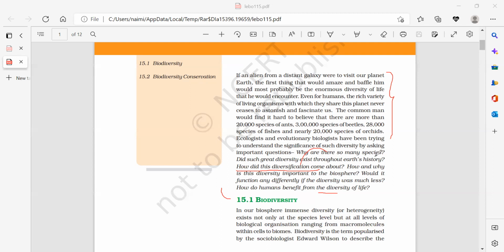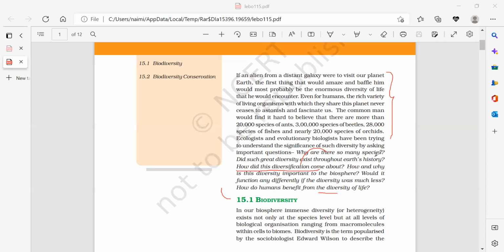Because there is a lot of diversity present on our planet, if it were less, then what problems would be created? How do humans benefit from the diversity of life? The last question is how this diversity is beneficial for human beings.